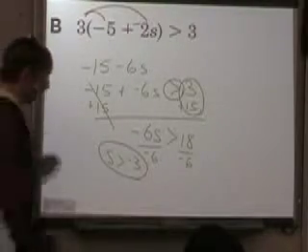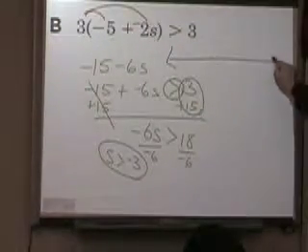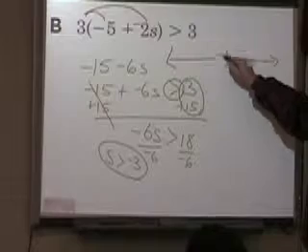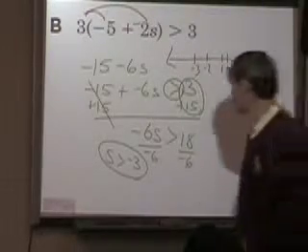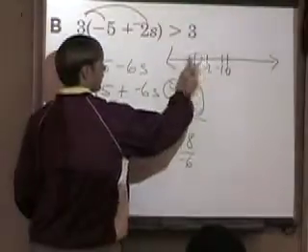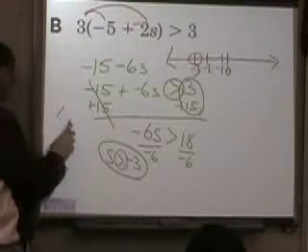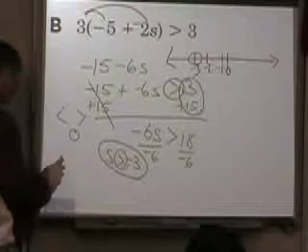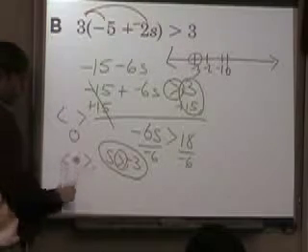Now, are we done at this point? No, you have to put it on a number line. So we've got, this is 0, -1, -2, -3. Now we go to -3 and do we put an open or closed circle? Open, because it's not equal to. If it's less than or greater than, it's an open circle. If it's less than or equal to or greater than or equal to, it's a closed circle.